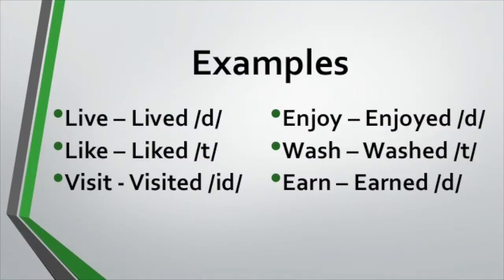Now, let's consider a couple of examples in general. Start with live. Hand back on your vocal cords. Live, v. What's the last sound that past tense verb should make in lived? Yes, a D. Lived. Now let's consider another one, like, k. Do you feel any buzzing? No. So the end would be t. Liked.